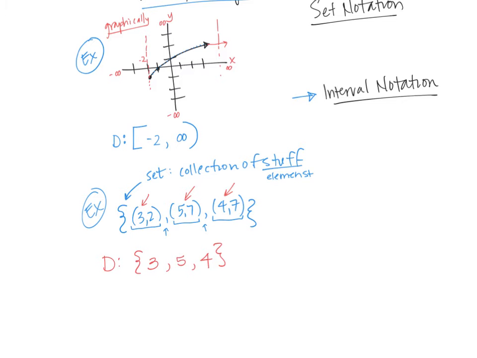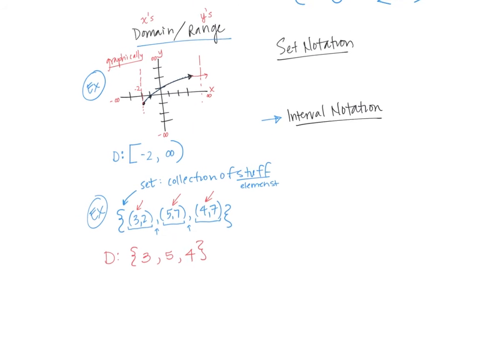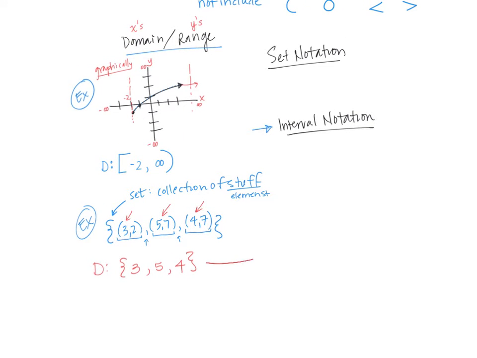Now within ALEKS, it'll say something about state the domain using set notation. So set notation means you need to start your collection of stuff with that little curly brace and end it with the curly brace, and you need to have commas going on in there, compared to the interval notation.